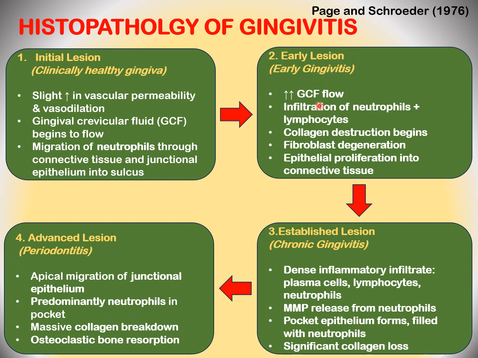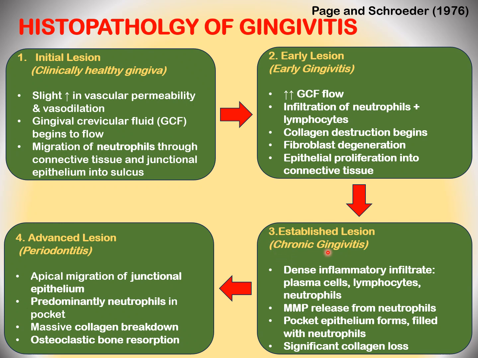The next stage is the early lesion, represented clinically by gingivitis. There is increased gingival fluid flow here with infiltration of neutrophils and lymphocytes, and there is beginning of collagen destruction along with fibroblast degeneration. We can see epithelial proliferation into the connective tissue. Now the early lesion progresses to the established lesion, which is clinically represented by chronic gingivitis.